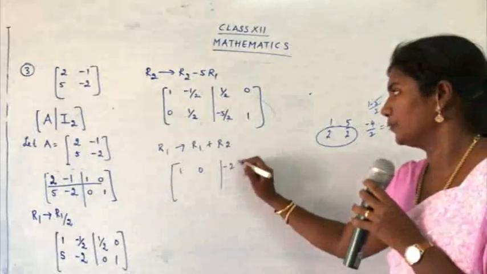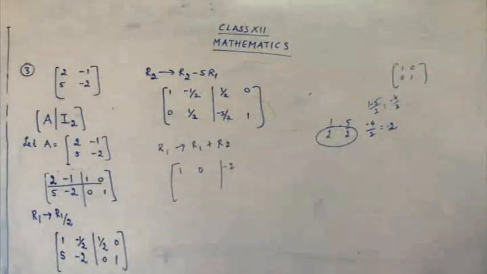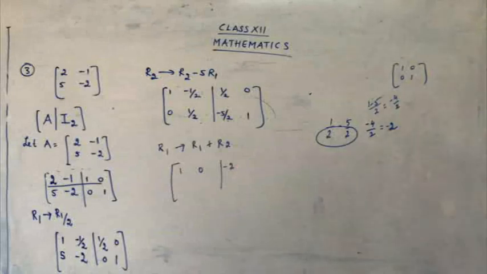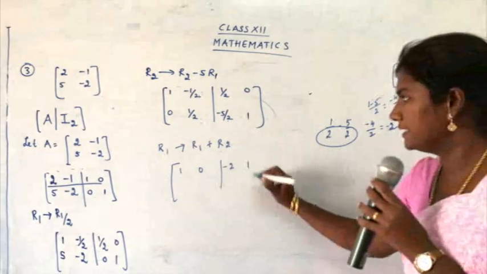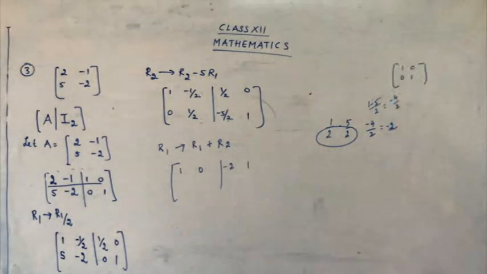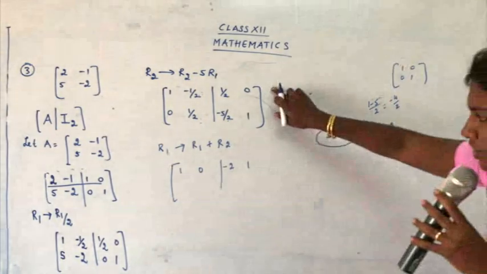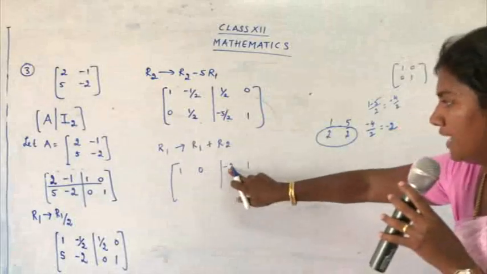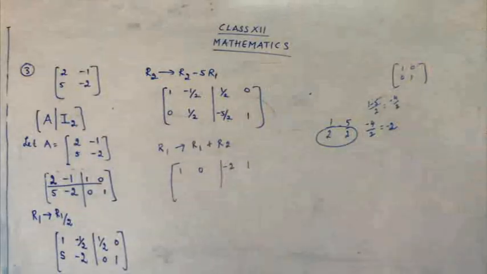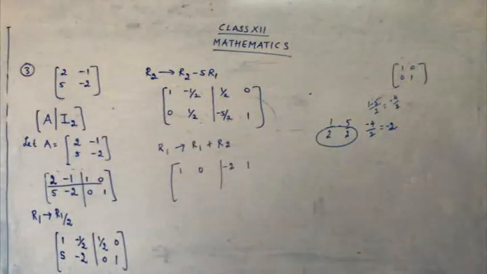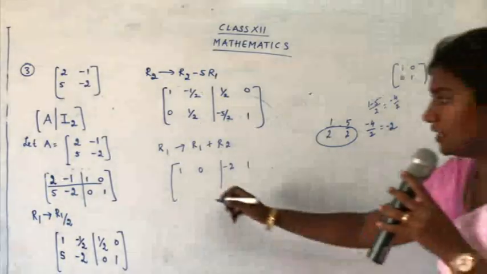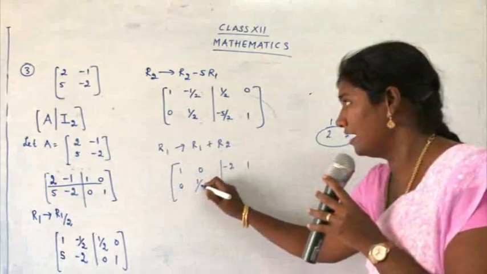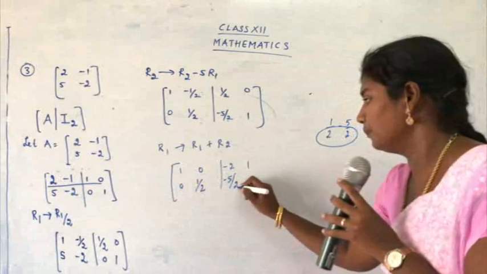Yes, minus 2. Perform the next operation. So what do you get, children, here? 0 plus 1. Yes, good. So we have got the answer here as 1. So I have changed the first row, 1, minus half, half, 0, which has transformed to 1, 0, minus 2, 1. There is no change in R2, so keep the R2 part as it is. So I get here 0, half, minus 5 by 2 and 1.